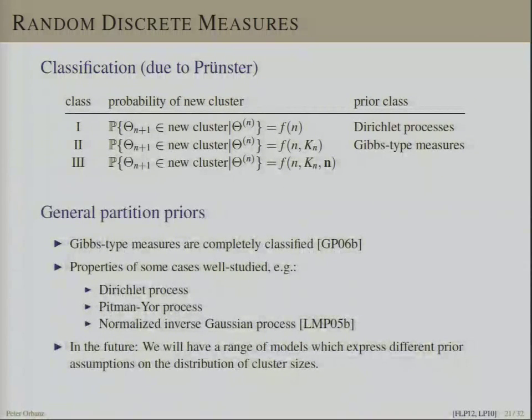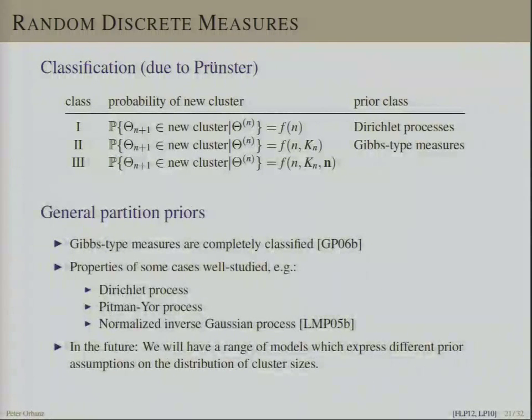And what Igor does here is the following. He classifies these models according to the probability of creating a new cluster. And that is really a very neat idea, because we're interested in the distribution on the cluster sizes, and that is controlled by how we create new clusters, right? So we can look at this probability here and use it to classify these models. And he classifies them according to what this probability depends on. So what could it possibly depend on?